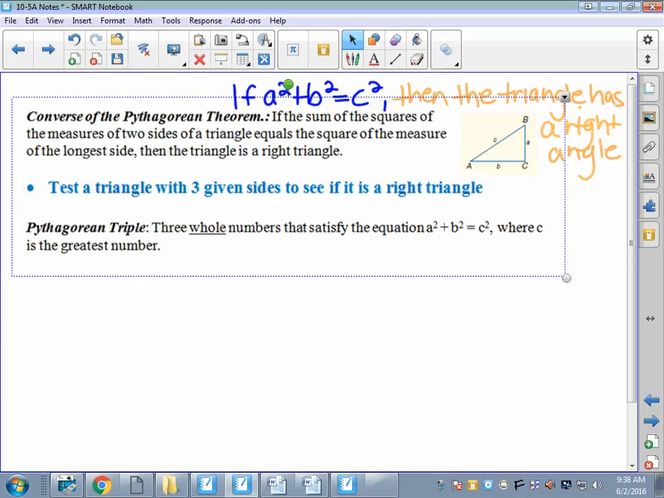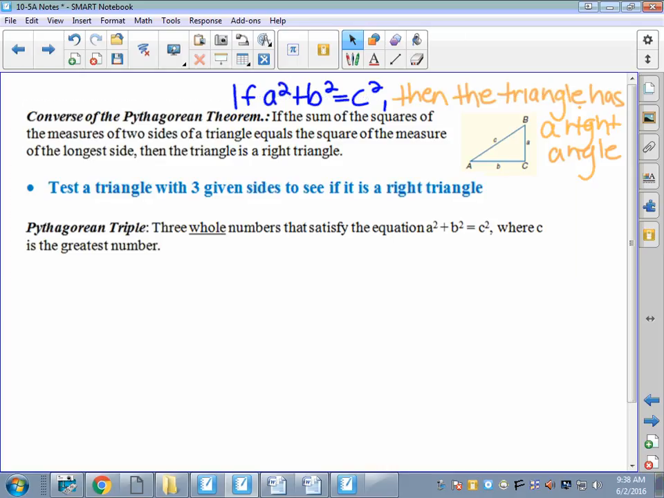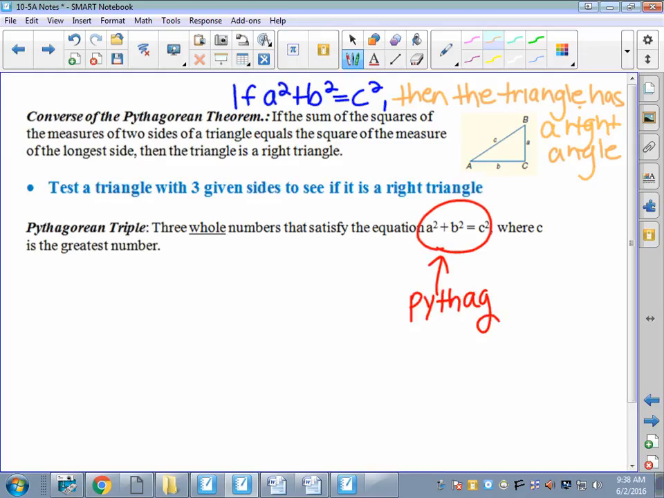And a Pythagorean triple: if you've got three whole numbers that satisfy Pythag, then it's a Pythagorean triple. It's got to be whole numbers, though. None of this decimal, fraction, radicals, anything like that. It's got to be nice, neat, whole numbers. And of course, they'll always be positive because you can't have negative side lengths.